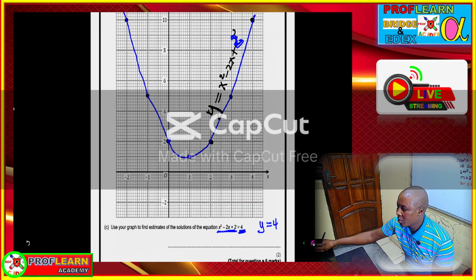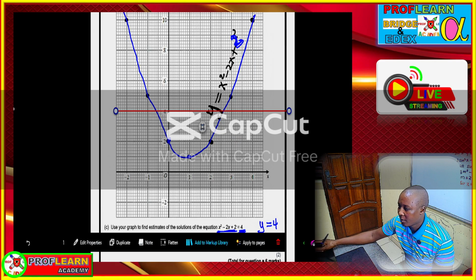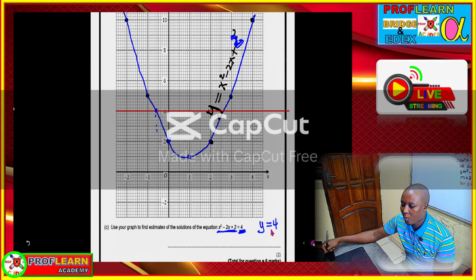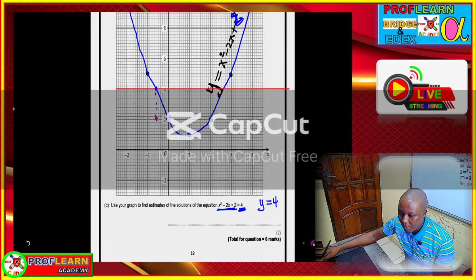So in order to do that, you are going to draw a line that is horizontal, and that line is going to pass through where you have 4, like that. Then once you have drawn that, you can read the value. Check where the graph and the straight line that you have drawn, where y is equals to 4, meets the curve, so that you can read the value that we have at this point.